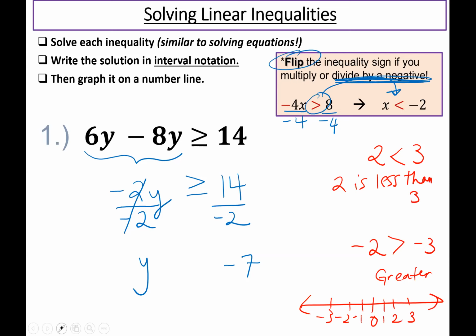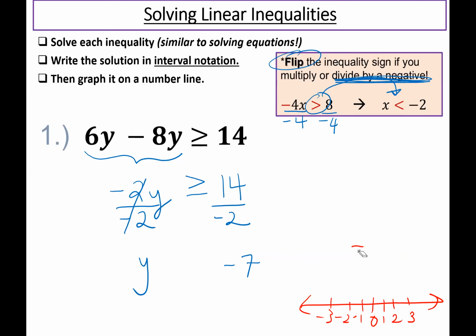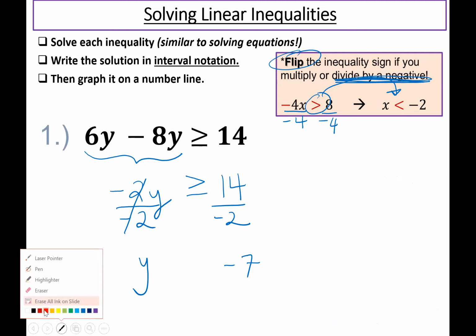But what you need to know is anytime we multiply or divide both sides of an inequality by a negative, that's when you will need to flip the direction of your inequality. So that brings us back to the problem we were solving.